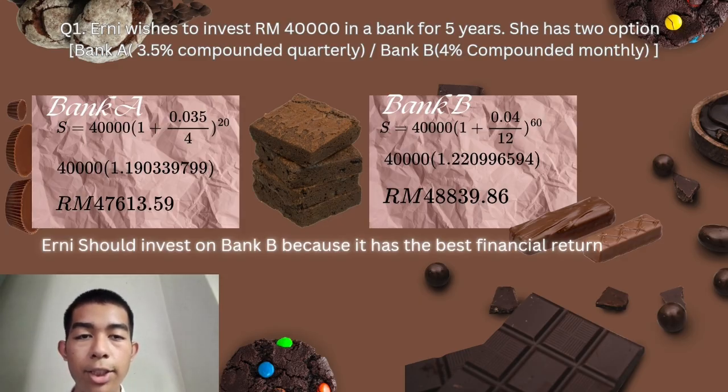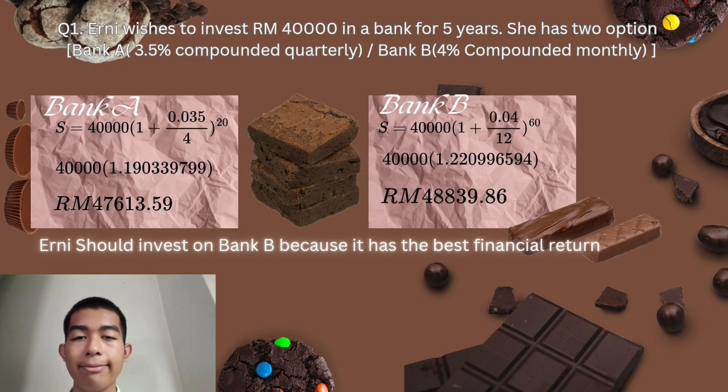For Bank B, we will just change the rate, frequency and the time to 0.04, 12 and 60. And the last answer we will get is 48,839 and 86 cents. So Ernie should choose Bank B because it has a better financial return than Bank A.